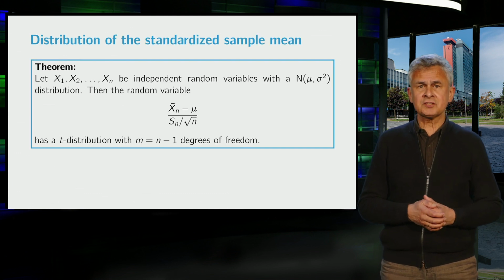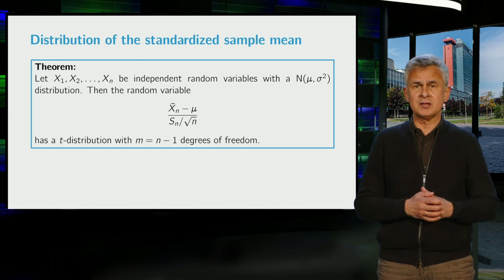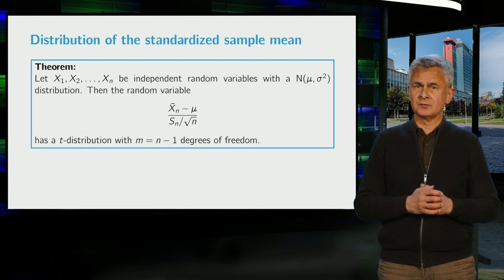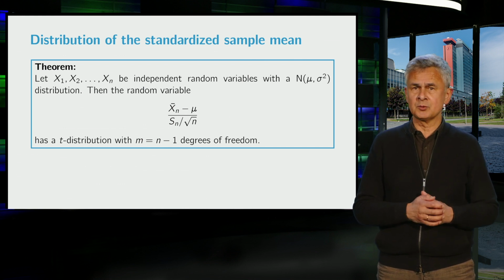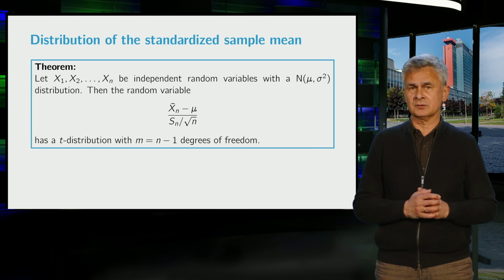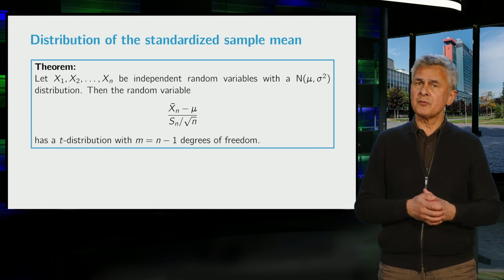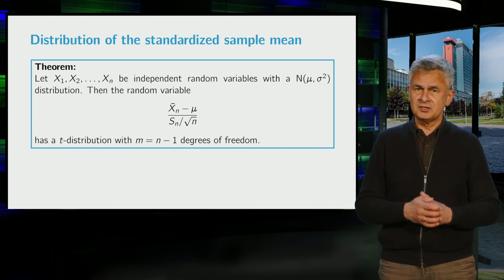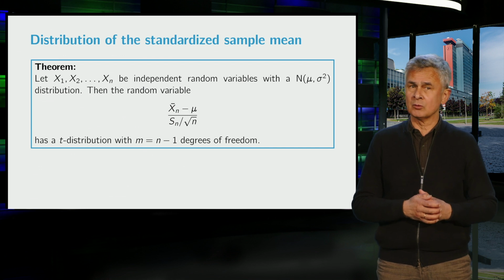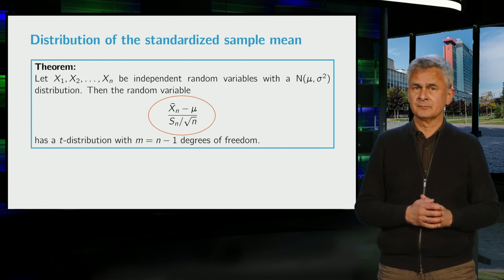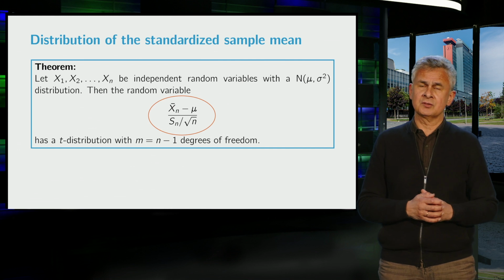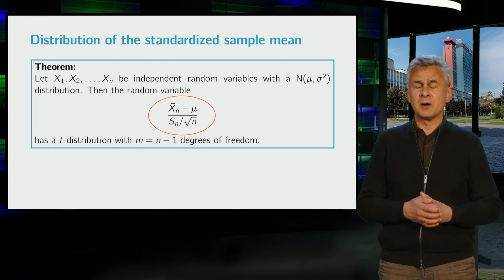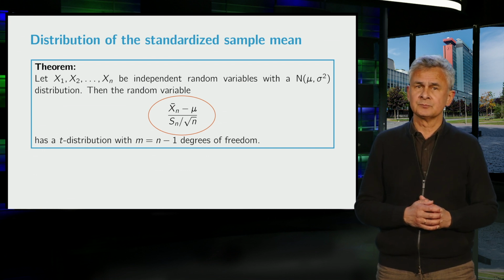Now, what this distribution has to do with our situation is explained by the following theorem. Suppose we have independent random variables with a normal distribution with parameters mu and sigma squared. Then the ratio of x bar minus mu divided by Sn over square root n has a t distribution with parameter m equal to n minus 1. Now, this theorem enables us to compute probabilities for ratios like the one in the theorem by means of the t distribution.